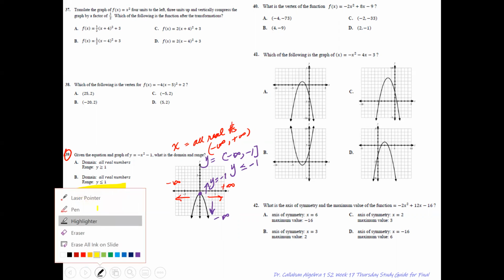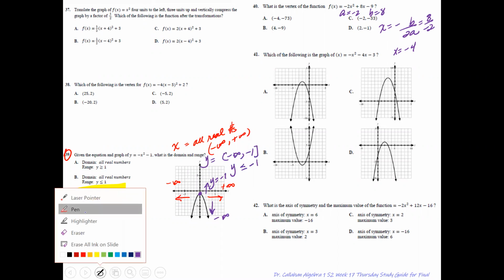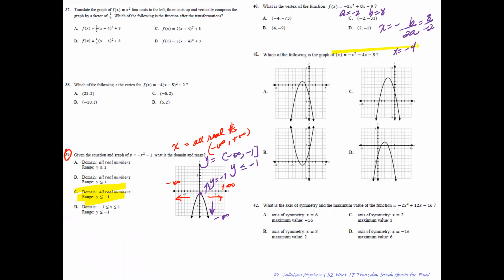All right, let's take a look at question number 40. So to find the vertex, remember your vertex is -b over 2a. So looking at this, your a is a -2, your b is an 8, so you have 8 over -2, so x equals -4. So looking at this, you don't have to go any further because as long as you find the one that has a -4, you're good, and that will be your answer.